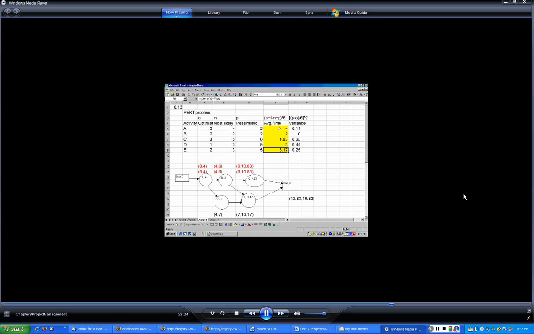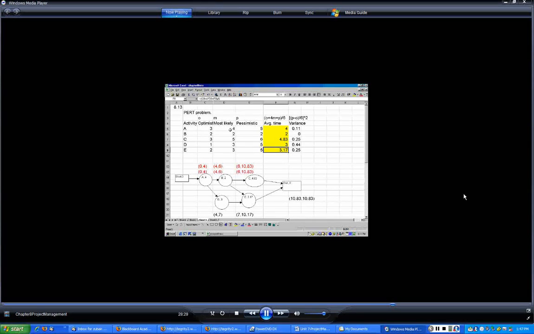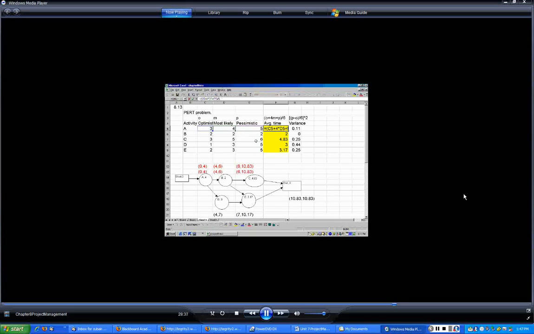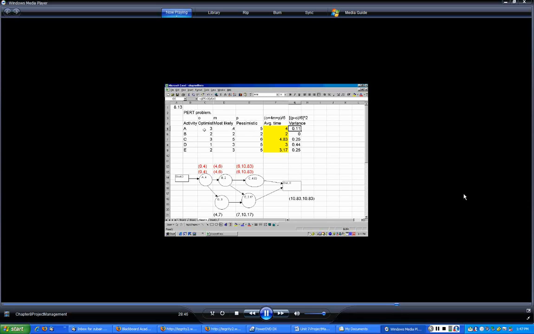Use the formula and first compute the average processing time, which is the optimistic time plus 4 times the most likely time plus the pessimistic time, divided by 6, and you can see the formula right there. Then copy the formula down to get the average time for each activity, and at the same time compute the variance, which is the difference between pessimistic and optimistic, divided by 6, and squared. So that's the variance right there. Compute the variance for each one of those activities.